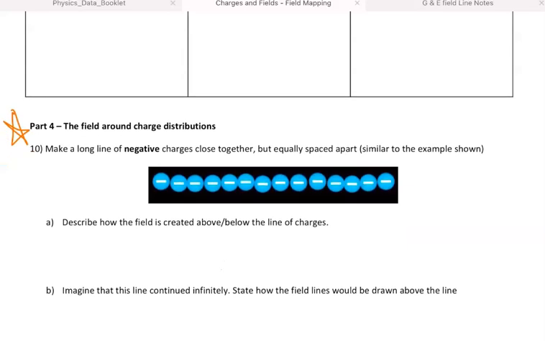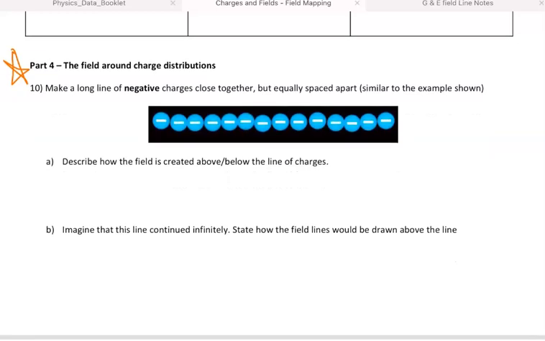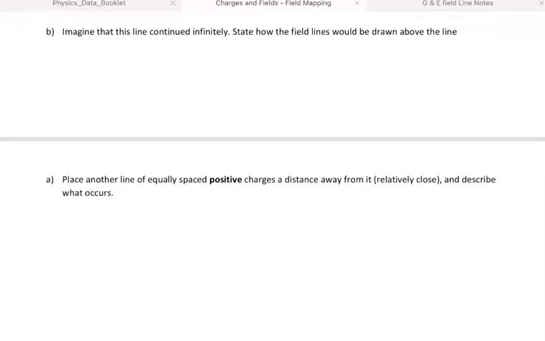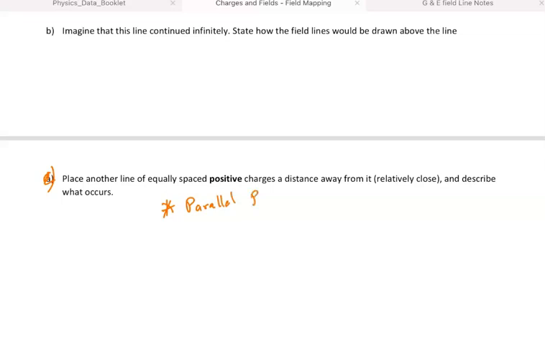I want you to make a line of negative charges close together, but equally spaced apart. I want you to describe how the field looks above or below the line, and I want you to imagine if this line continued infinitely, so it's just this long line of negative charges, how would the field lines be drawn above the line? And after that, part C, place another line of equally spaced positive charges some distance away from it, and I want you to imagine what's happening inside of that. These are called parallel plates. So before we move forward, I want you to pause the video and complete this worksheet because it's going to be super valuable.